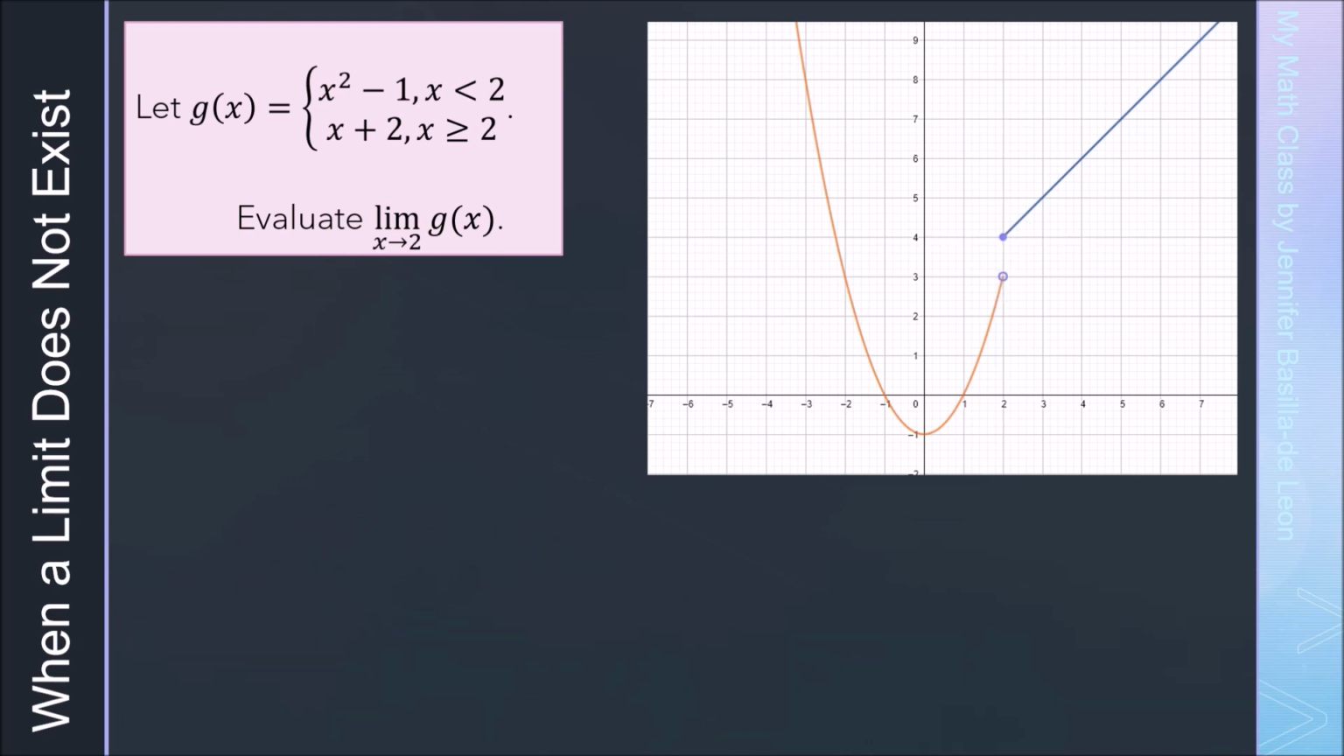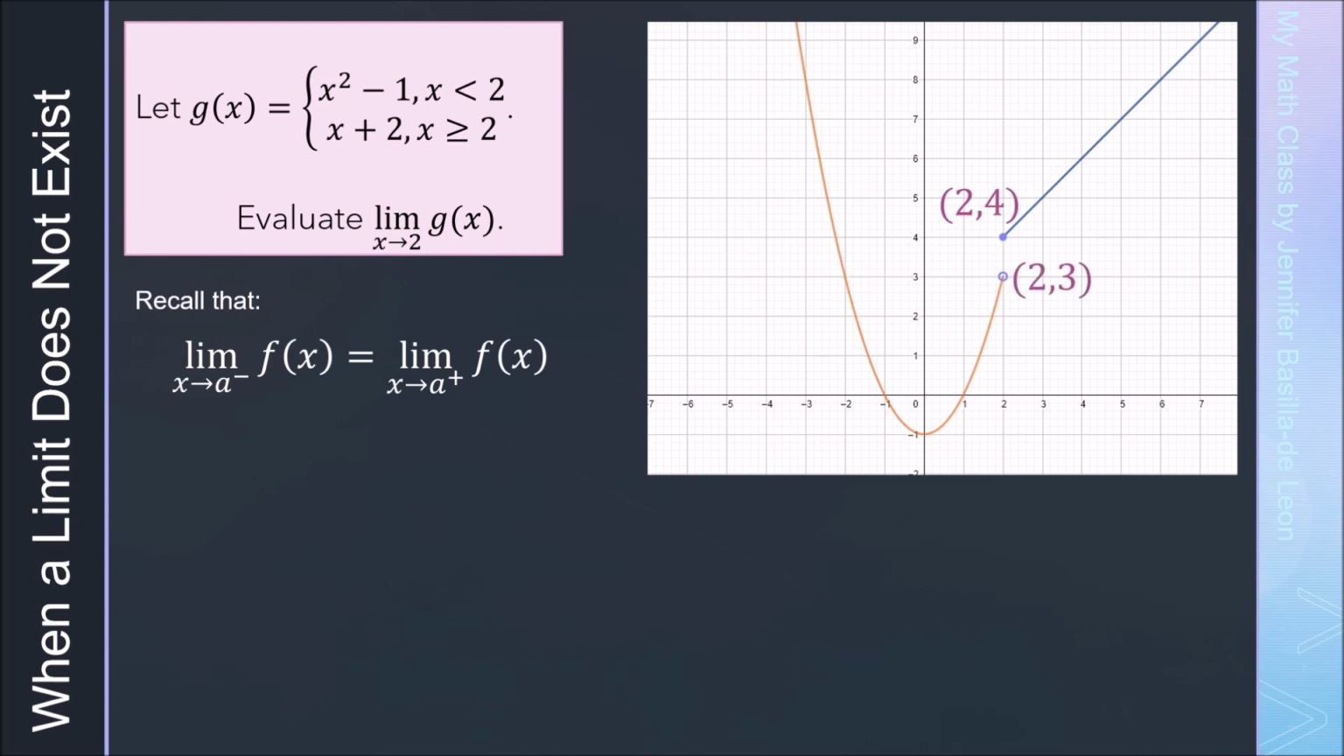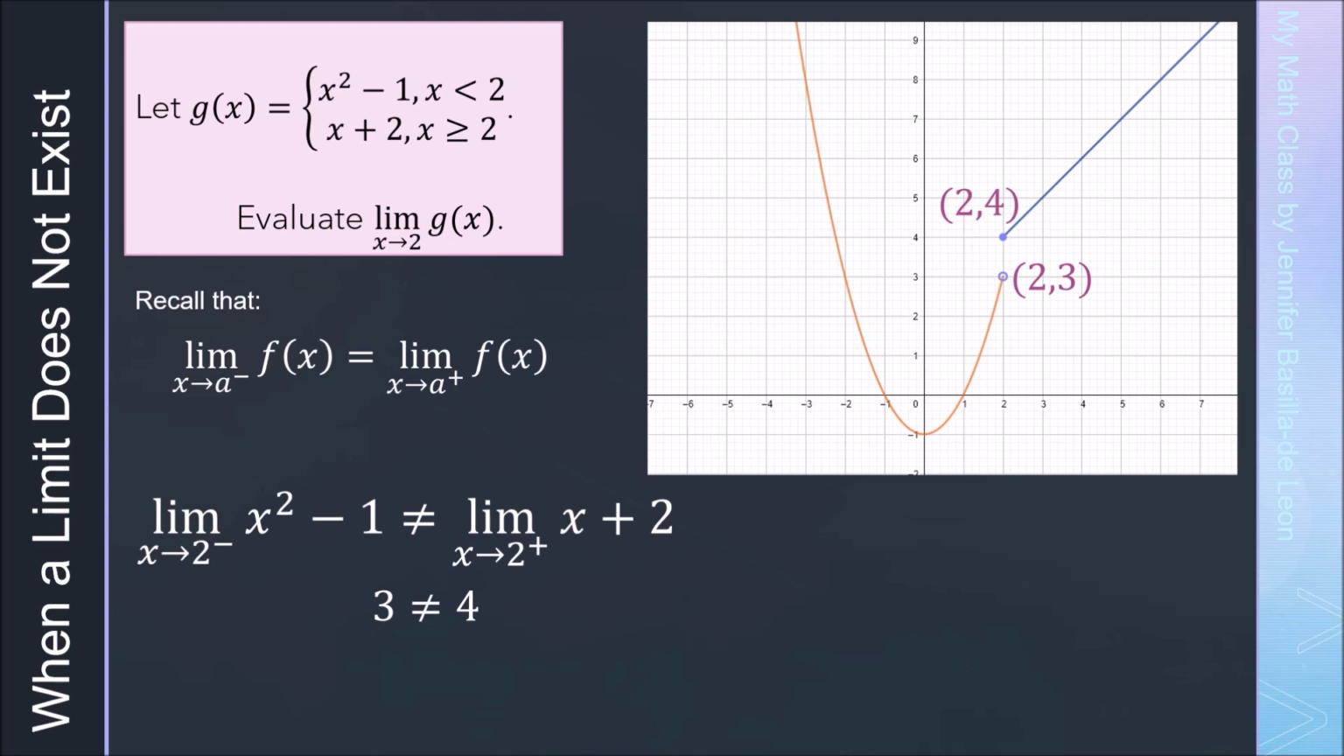Recall that in order for the limit to exist, the limit of f of x as x approaches a from the left should be equal to the limit of f of x as x approaches a from the right. Since we got different values at which the function approaches 2 as x approaches 2 from the left and from the right, we can say that the limit of g of x does not exist.